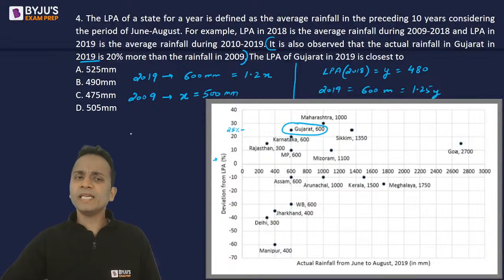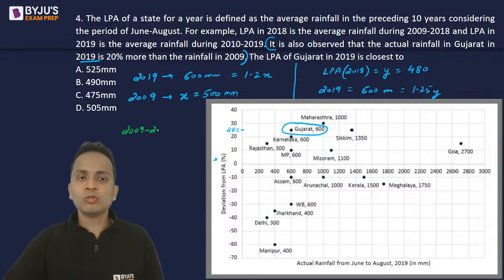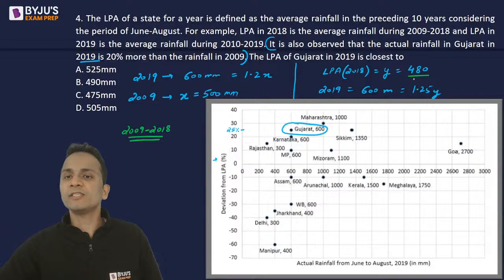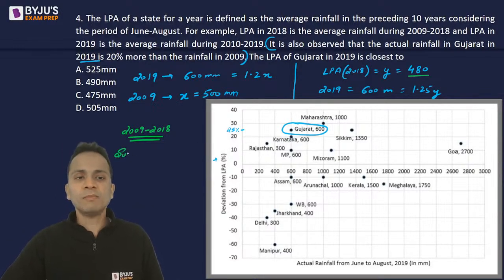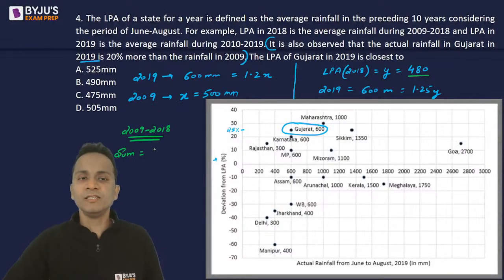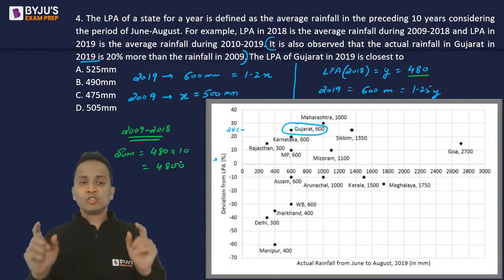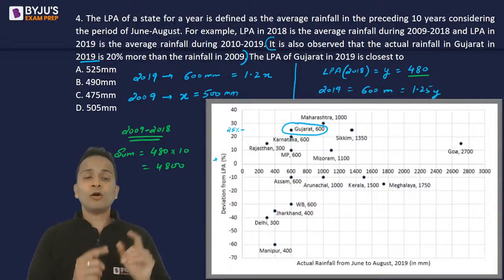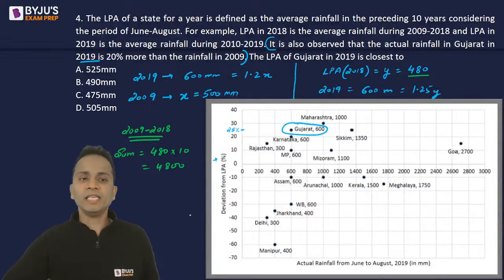Now, LPA of 2018 means what? Basically, it is the average starting from 2009 up till 2018. Okay. So the average of 10 years is 480. So the sum of these 10 years, starting from 2009 up to 2018, will be 480 multiplied by 10. That is 4800. Okay. So now I have the sum from 2009 up till 2018.